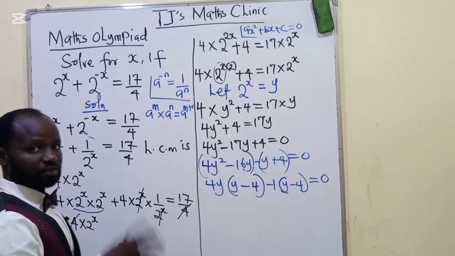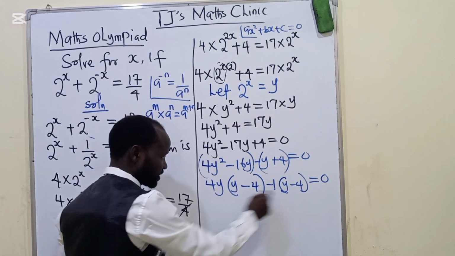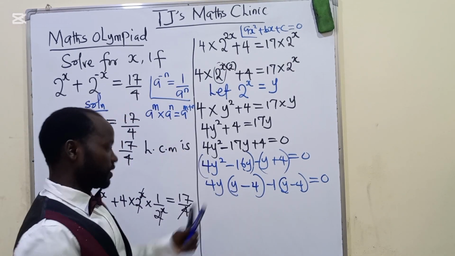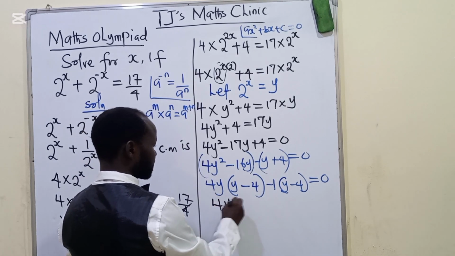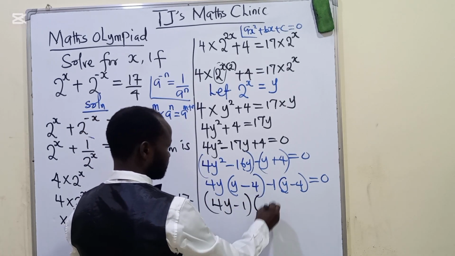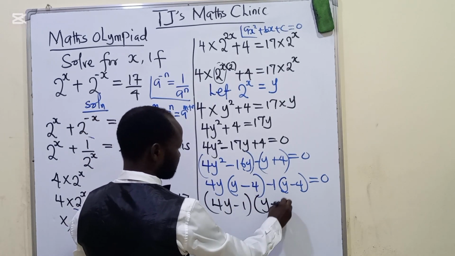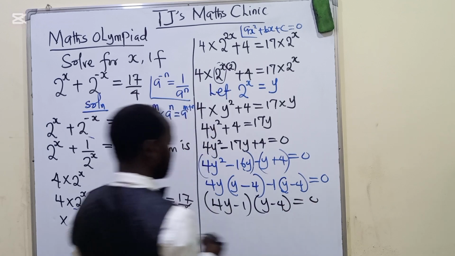Very important. You can see clearly that what we have in the brackets are the same. We pick one, and then pick what we have outside the brackets. That will be 4y minus 1, close the bracket, then y minus 4 must be equal to 0.